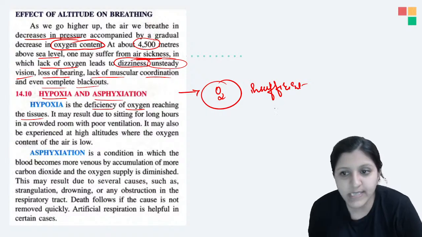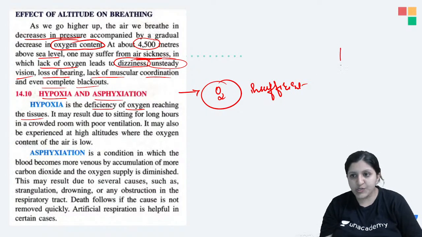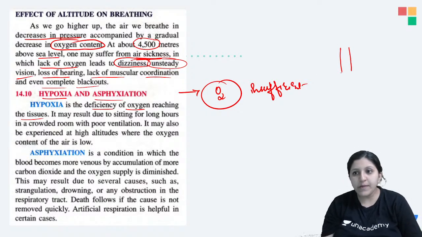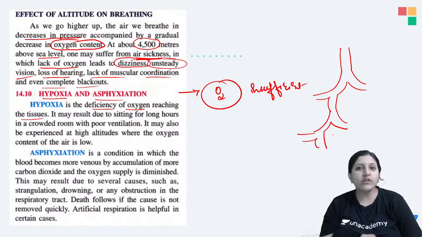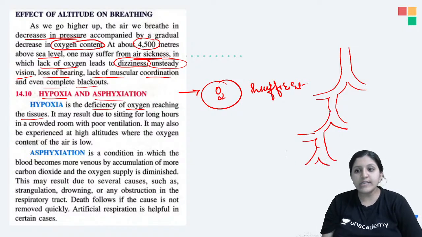So now what happens when you're breathing? You know there is the trachea. This trachea is going to divide into bronchi, so there will be formation of bronchi. These bronchi will further divide, so there will be formation of secondary bronchi, then tertiary bronchi, then bronchioles. This bronchiole is going to form the respiratory bronchioles, and these bronchioles form the alveolar sac.